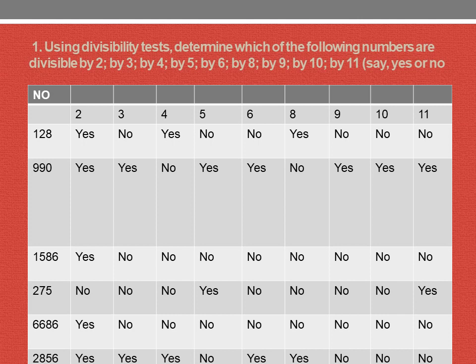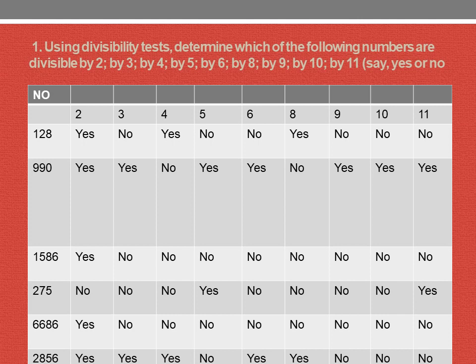10 also it is not divisible because the last digit is not 0, and 11 also it is not divisible. Just check the rule and you can understand how to get the result for the remaining ones.